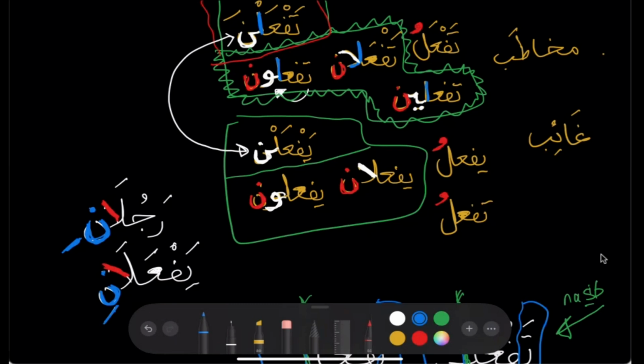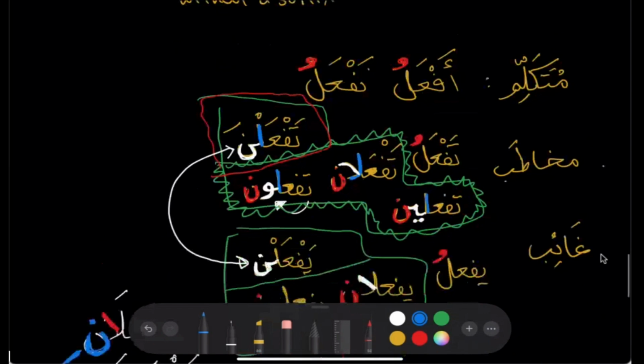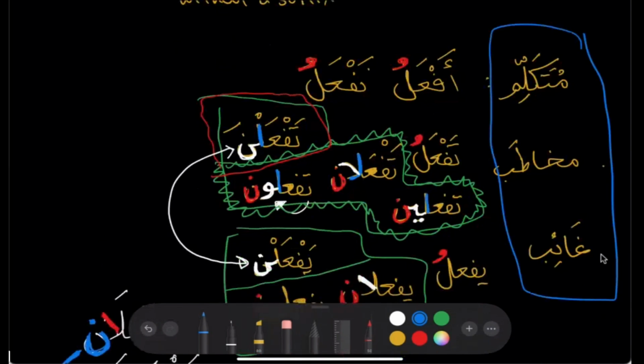Barakallahu feekum, that makes sense. That's why I told you these three in the beginning. You have three gears here. First gear, second gear, third gear. First gear is speaker, I or we. Second gear is spoken to, you. Third gear is spoken about, he, she, or they. Them is true, but they.